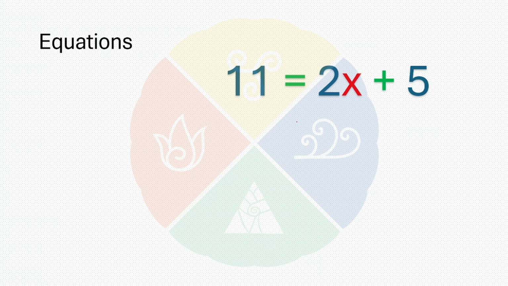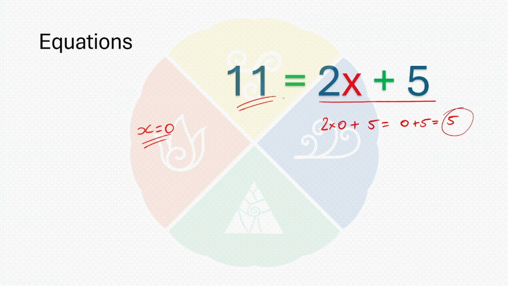It means x said, okay, that's a fine thing. We will look at the right hand side. x said, okay, I'm going to take the value of 0. If x is 0, then you are going to get 2 into 0 plus 5, or 0 plus 5, and that is simplified. The right side is not equal to the left side.